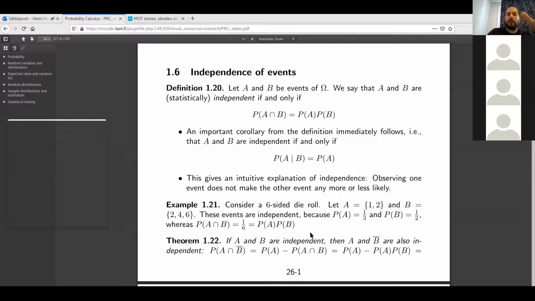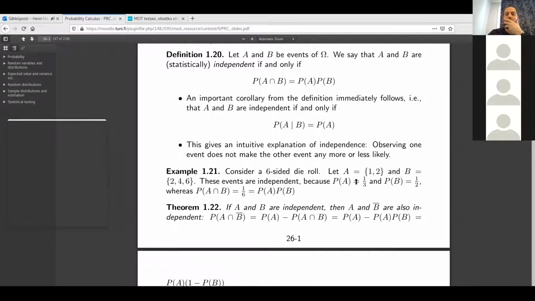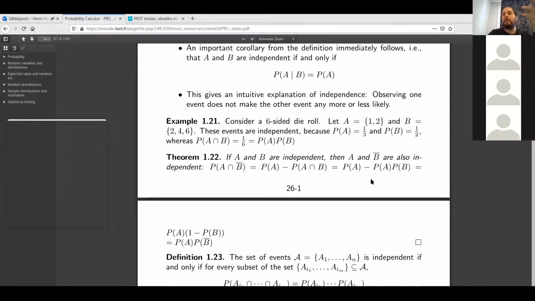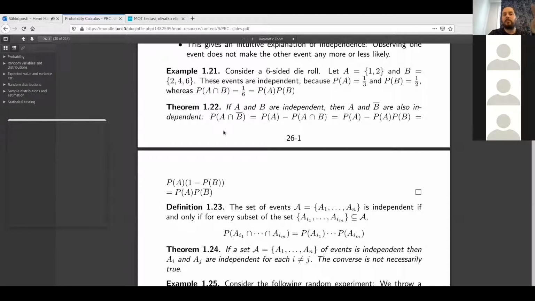Here are some examples. The die roll, A was 1, 2, B was 2, 4, 6. So this is small and even. These events are independent and so forth. There's an important thing. If A and B are independent, then A is also independent from the complement of B. It's fairly easy to prove from this set theoretical notation. It's not that important, but I understand that if wearing glasses is independent of your math grade, then not wearing glasses is independent from your math grade as well.